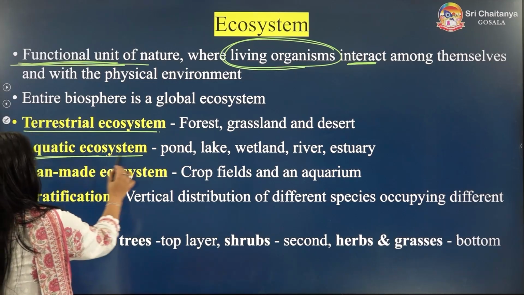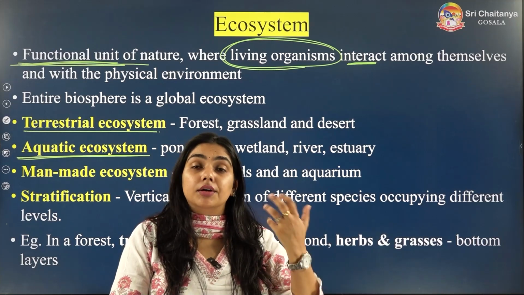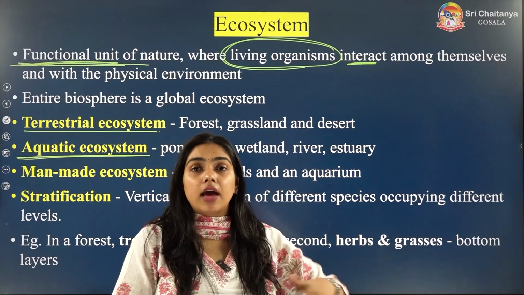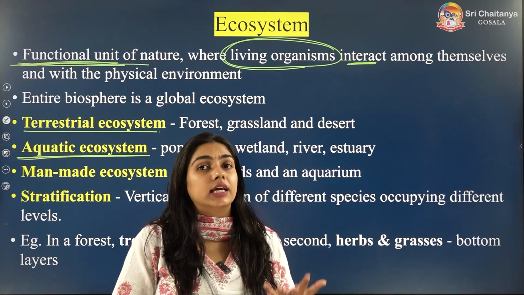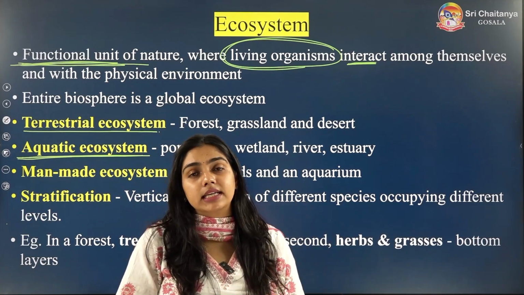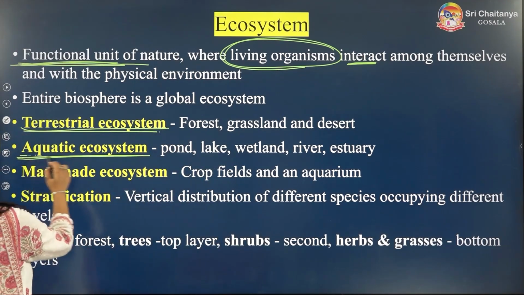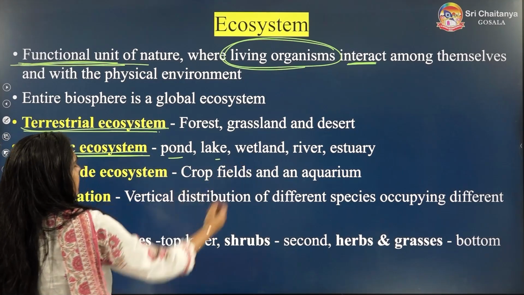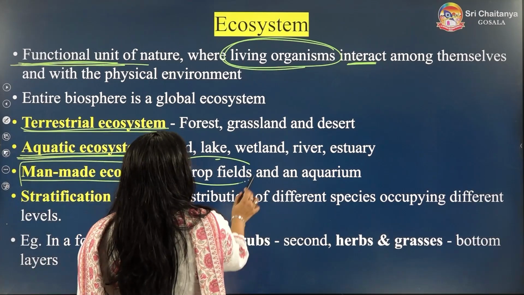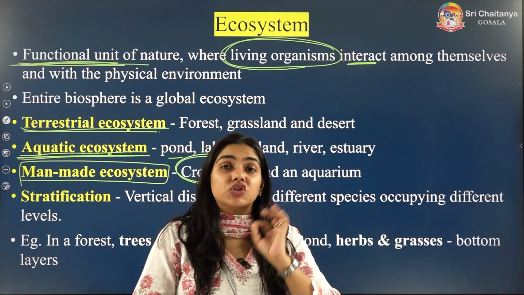Now, if we talk about aquatic ecosystems, the ecosystems which are existing in water, for example, pond, river, estuary, wetlands, there can be different water bodies where living organisms are interacting with the physical environment. Okay, so if an ecosystem is present in water, then it is an aquatic ecosystem. So ecosystem can be terrestrial, ecosystem can be aquatic, and all these are the examples. Ecosystem can also be man-made. I have given you the example of crop fields. Is this aquatic or terrestrial man-made? It is a terrestrial man-made.